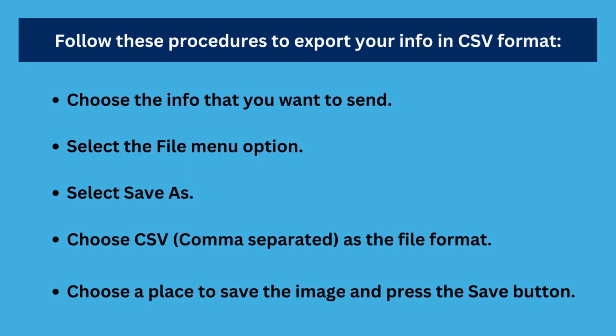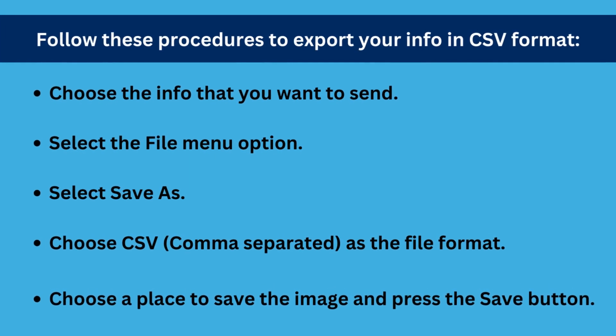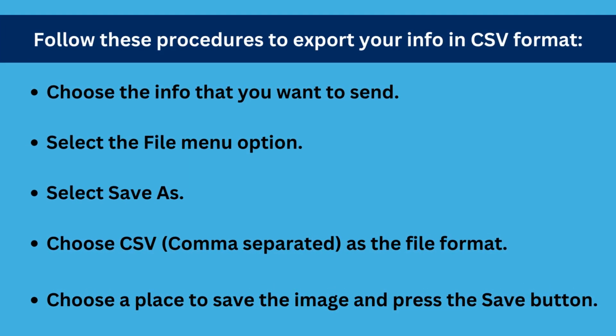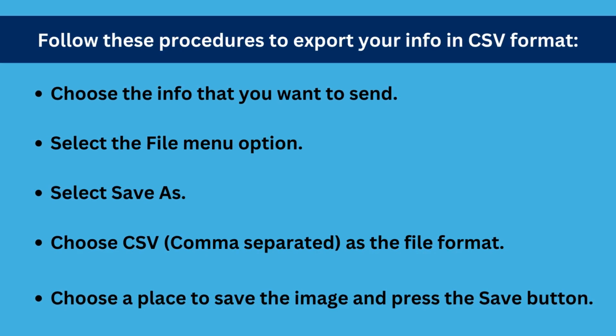Tally accepts a variety of file types, including CSV, XML, and TXT. CSV is the most frequently used file format, comma-separated values. Follow these procedures to export your info in CSV format. Choose the info that you want to send. Select the File menu option. Select Save As. Choose CSV, comma-separated, as a file format. Choose a place to save the file and press the Save button.